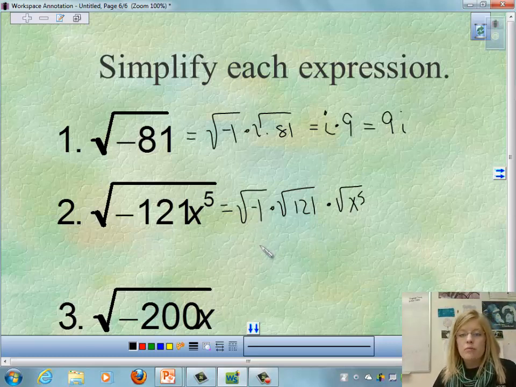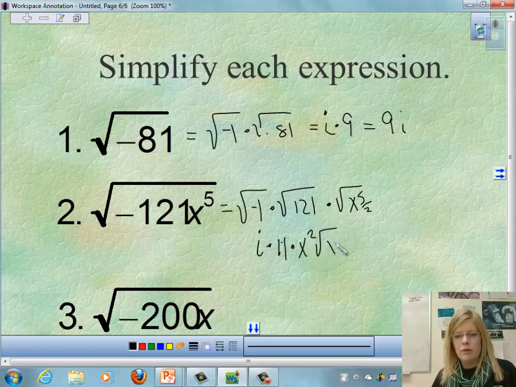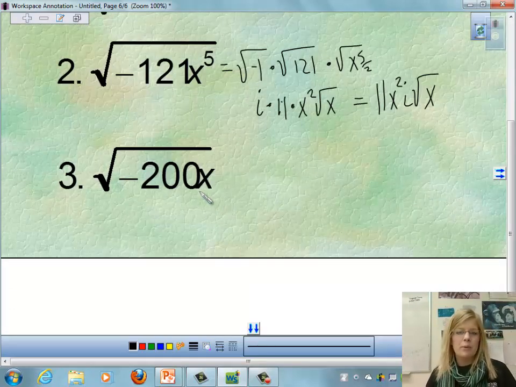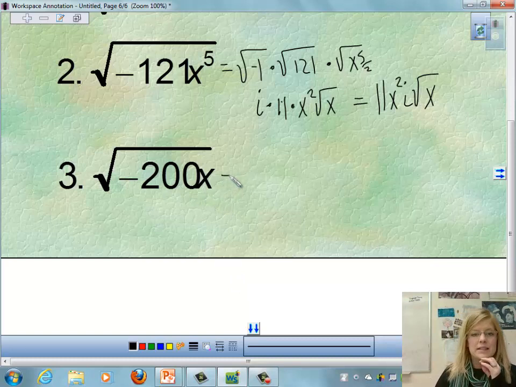Radical -1, and that's I, just what we learned. Radical 121, well, that's perfect square again. That's square root of 121 is 11. And then what's radical x to the 5th? Well, if I divided that by 2, it goes in there twice. It was x squared with a remainder of 1. Now if you multiply that all out, what's I times 11 times x squared? Write the number first, write the x squared next, and write your I last, times a radical x.